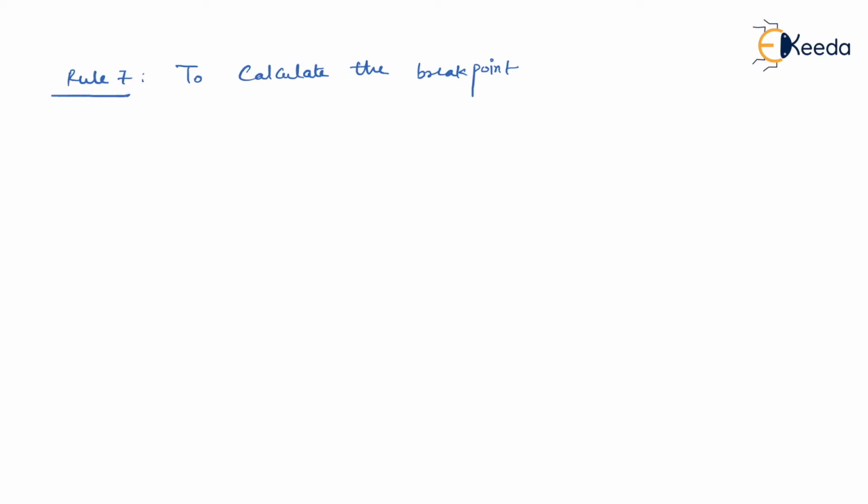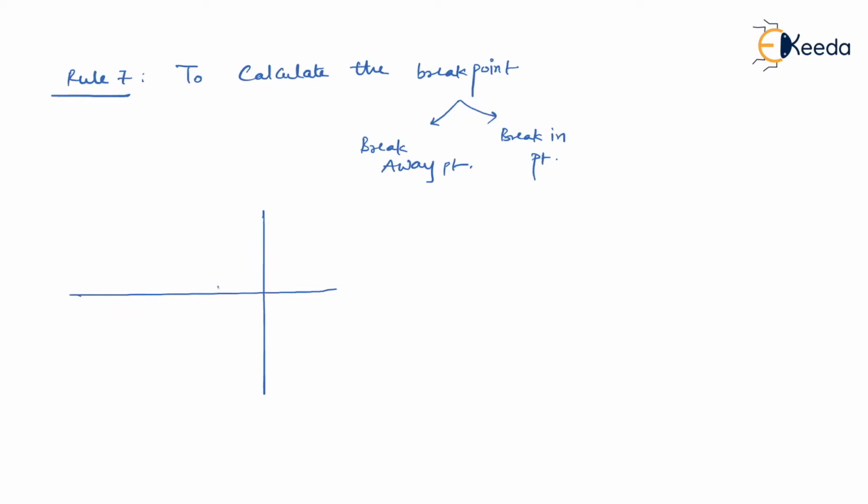So let us understand what is meant by a breakpoint. Actually speaking, this breakpoint can be classified into two categories, that is a breakaway point and break-in point. Let us understand what that means with a small example. Let us say we have a pole at -1, a pole at -2, and one zero present at -3.